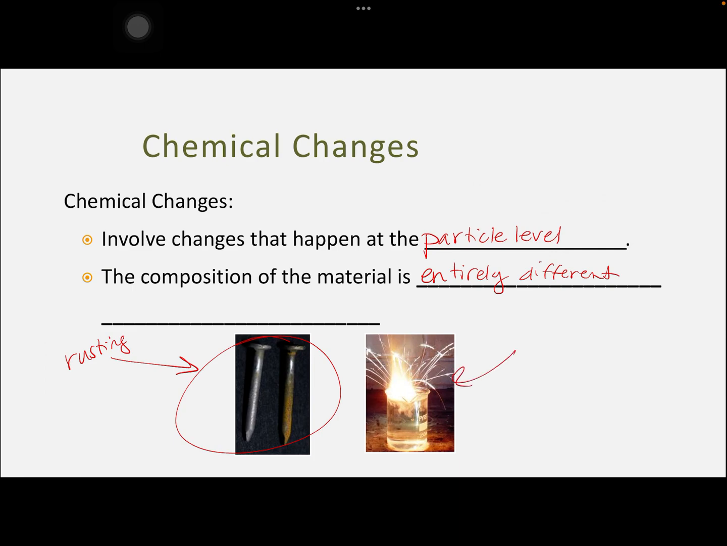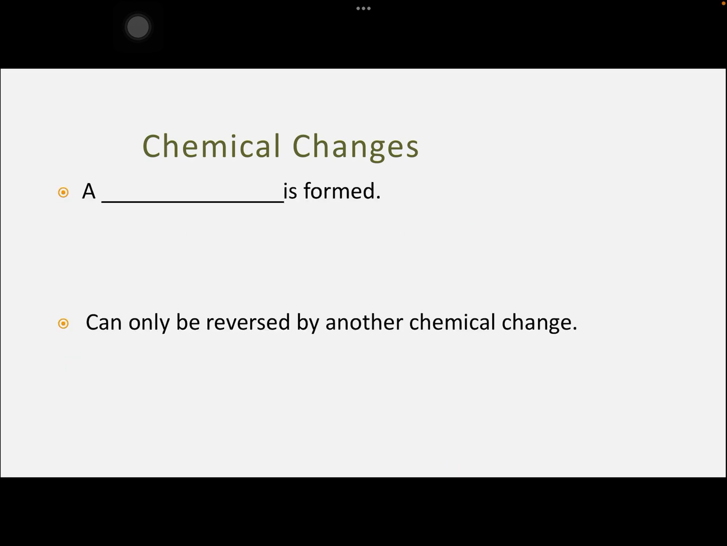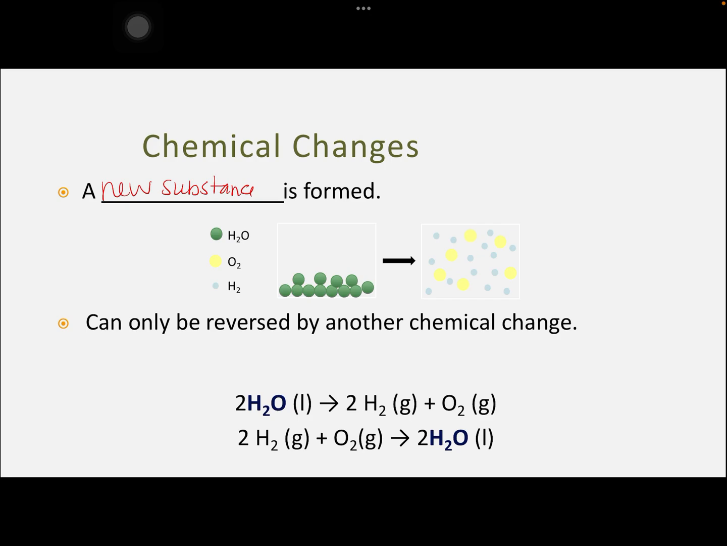This is an example of an alkali metal, something like potassium in water. And I showed you this with sodium in water, that you no longer have the sodium, or you no longer have the potassium, you have a new compound formed. So that's a new substance. You have new formulas. And we can only really reverse these with another chemical change.